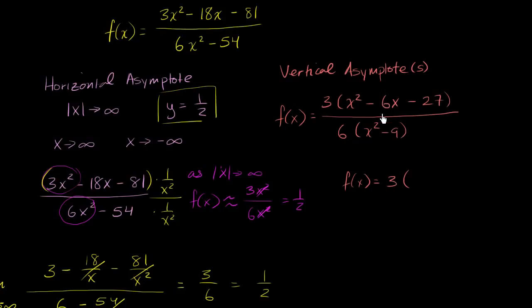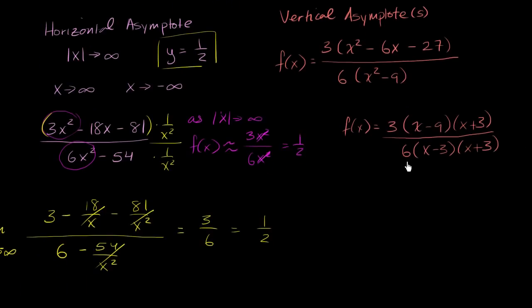Negative 9 and 3 seem to work. So you could have x minus 9 times x plus 3, just factor the numerator, over the denominator. This is the difference of squares right over here, so this would be x minus 3 times x plus 3. So when does the denominator equal 0? The denominator equals 0 when x is equal to positive 3 or x is equal to negative 3.